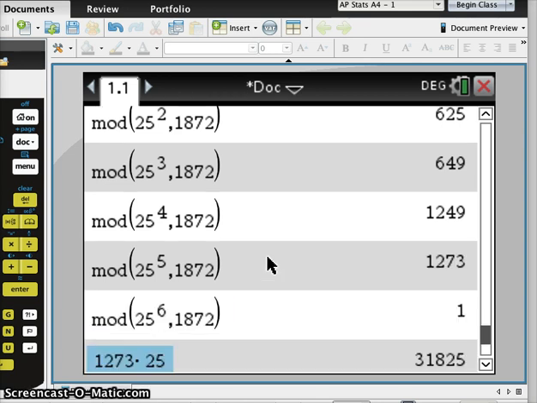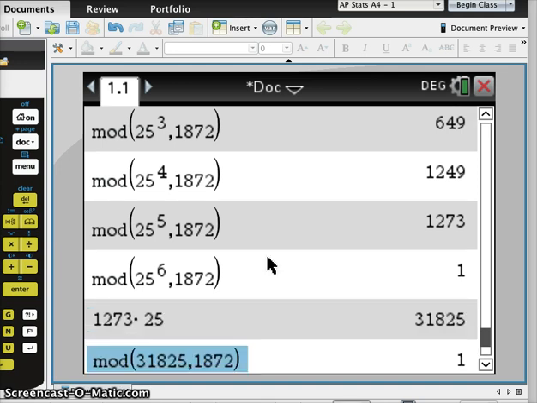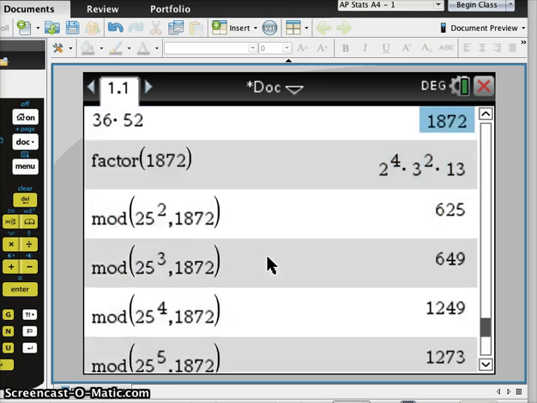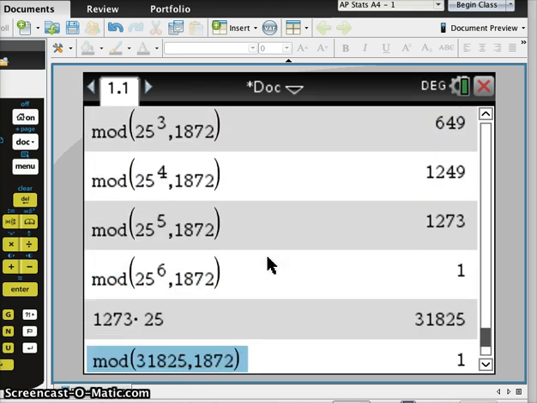If you don't believe me, watch what I did here. If you multiply 25 times 1273, you get some crazy number, but you mod that by 1872 and it becomes 1. So I said I cheated by using the For All Practical Purposes book method to figure out what this number should be. But when I did that, I never realized, and they never told me, that what I was actually doing there was finding multiplicative inverses.